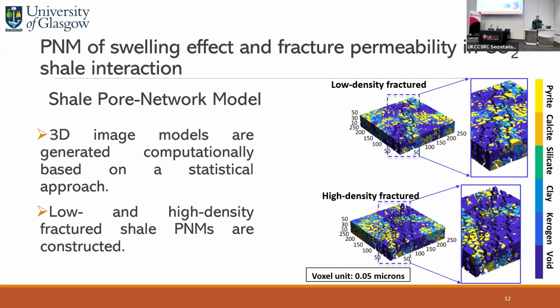Okay, so with 3D imaging models, we generate the computation based on a statistical approach. Okay, so we have different shale fractions. We have low and high density shale samples generated for pore network modeling. So on the right hand side, this is a low density fracture, and the bottom is a high density fracture. So they have different compositions, similar to the real shale sample.